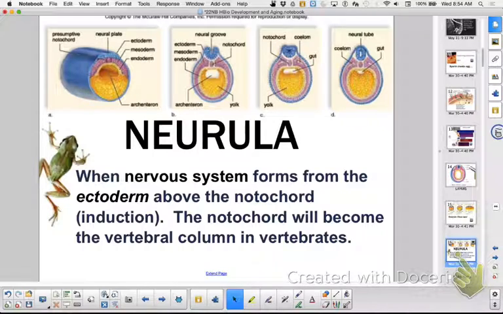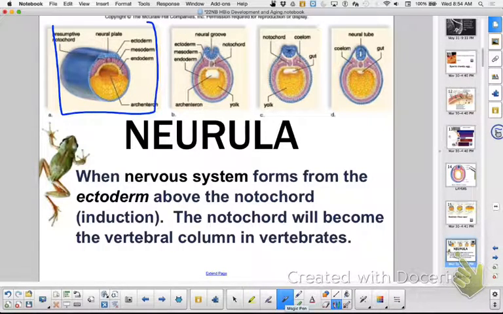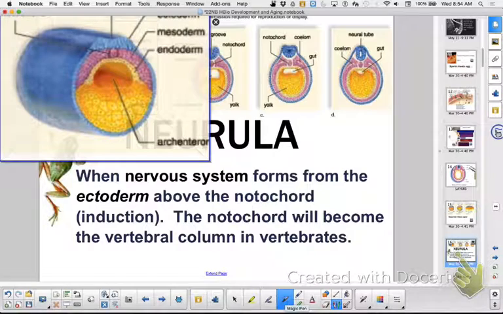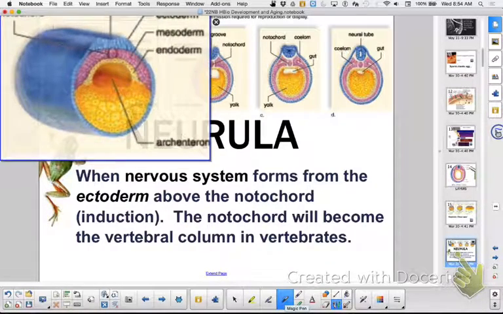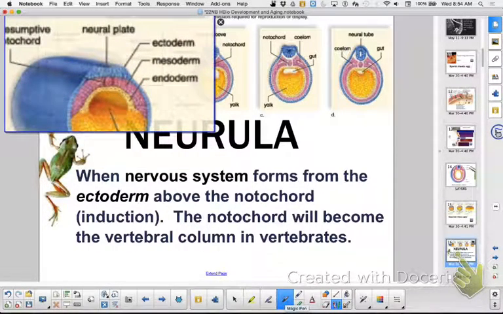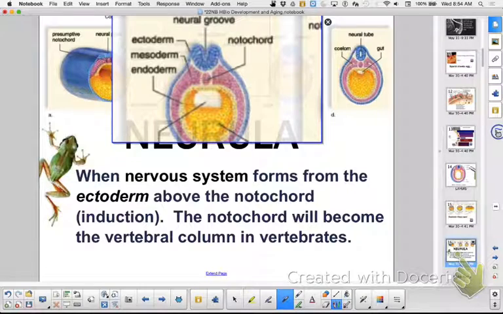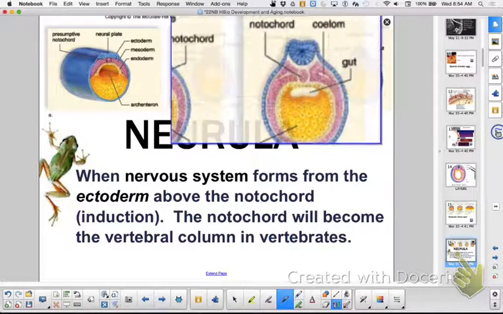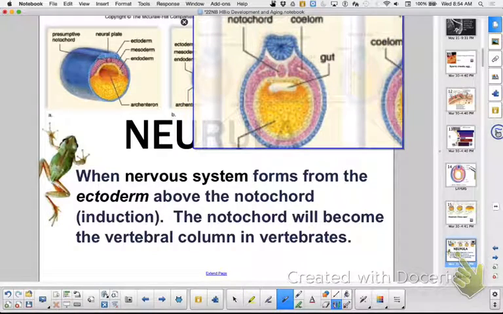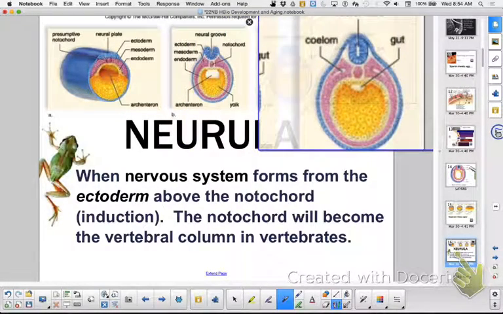And let me make this a little bit bigger. Okay, so here we can see this neural plate and the beginnings right here of the notochord. And if I come over here, still see the notochord, it's starting to fold in here to form what's called the neural groove. And then here we can see it a little bit more, and then complete right here. That's your neural tube. And that's called induction, when one tissue influences another tissue's development.